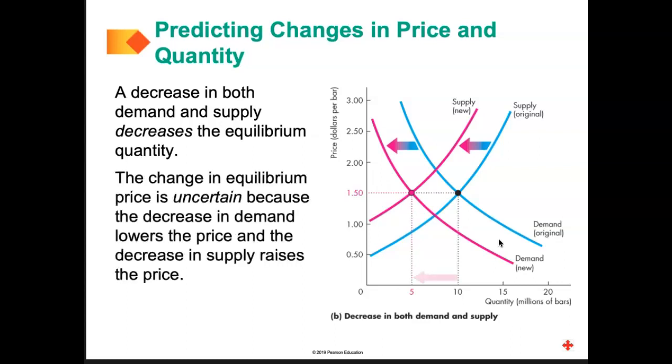So the change in equilibrium price is uncertain because the decrease in demand lowers the price and the decrease in supply raises the price, right? So it depends on the magnitude of the shift. But we do know that quantity will always decrease, okay? Quantity is always going to decrease.